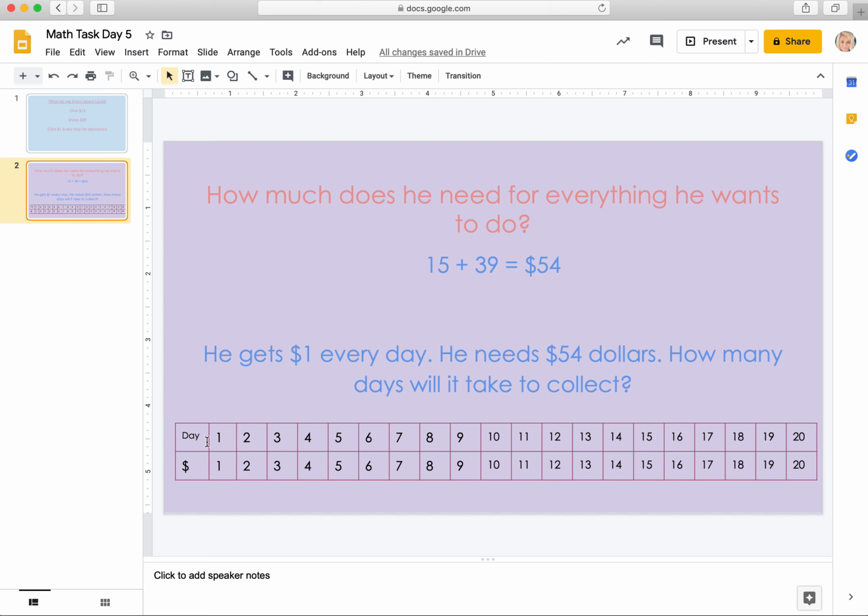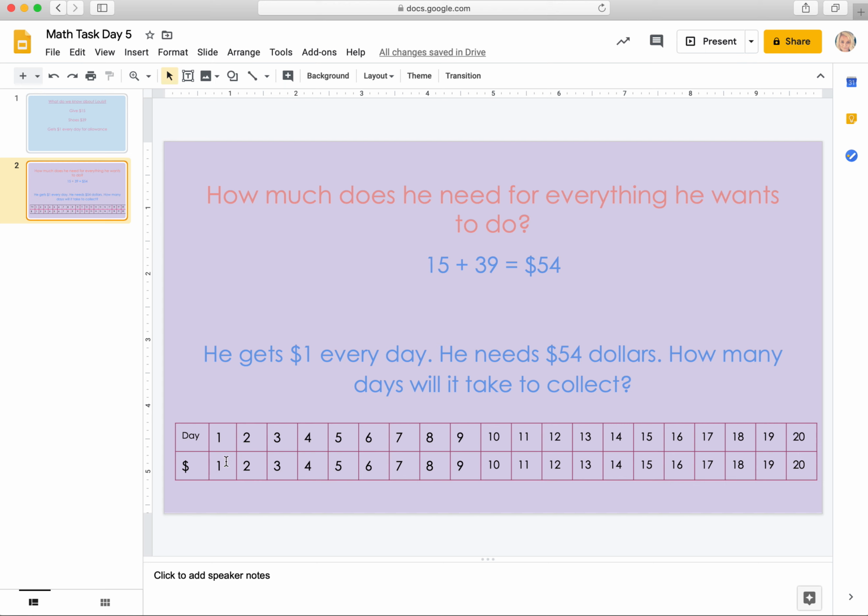So you can see here on day 1, Louis is getting $1. On day 2, Louis is getting $2. On day 3, he's getting $3. And you can see that continues on to day 4 all the way down to day 20. So each day you're adding $1.